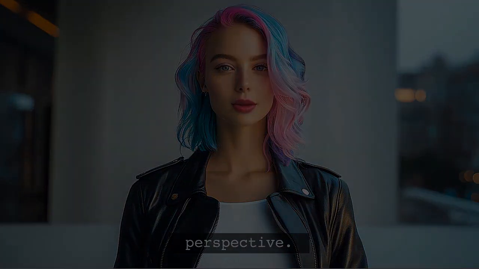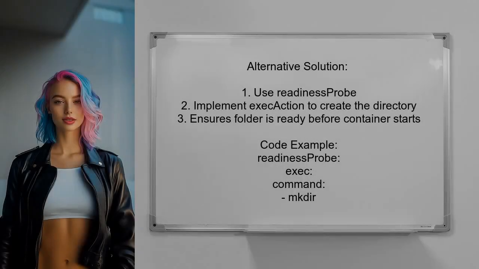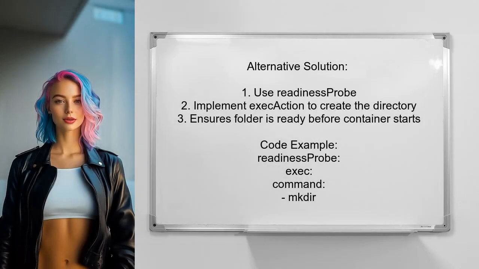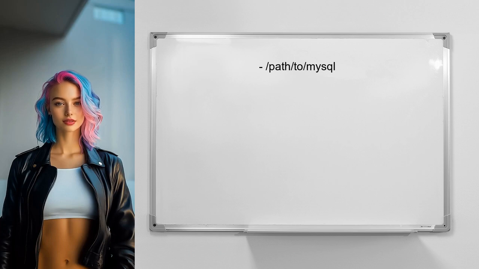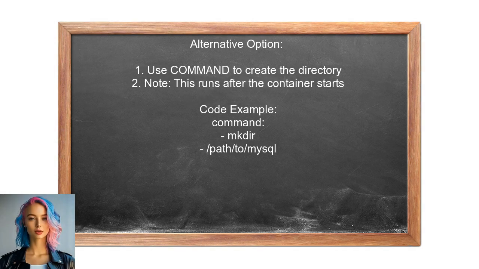Let's see another perspective. An alternative approach to creating a directory inside a Kubernetes persistent volume involves using the readiness probe. This method utilizes exec action to ensure the folder is created before the container is ready to accept requests. Another option is to use the command option to create the directory. However, this will execute after the container has started.